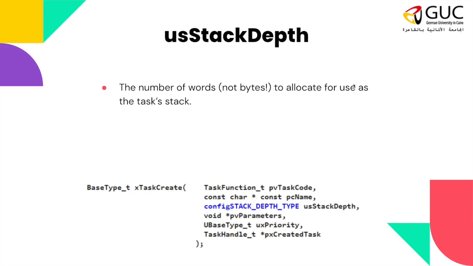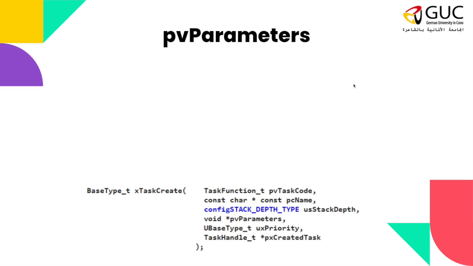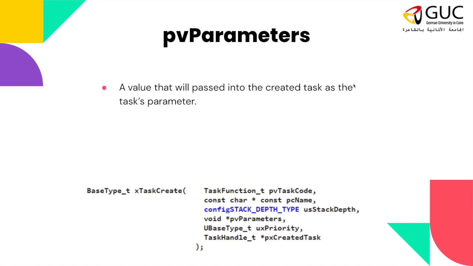Now let's move on to the fourth parameter, which is called parameters. A value that will be passed into the created task as the task's parameter. I want you to think about xTaskCreate as if you are calling the implemented task. You implemented some functions and methods inside your code, and you want to transform them into tasks. So you will be calling xTaskCreate on them. Instead of calling, for example, addition as it is in the main function, you will call it using xTaskCreate.